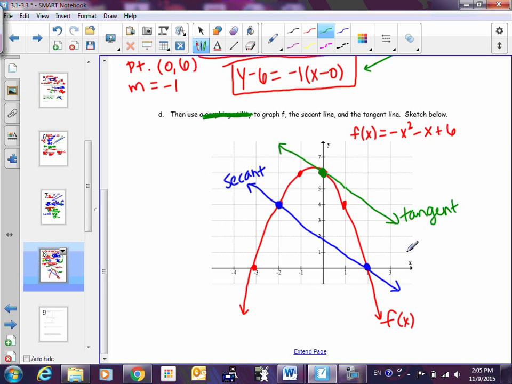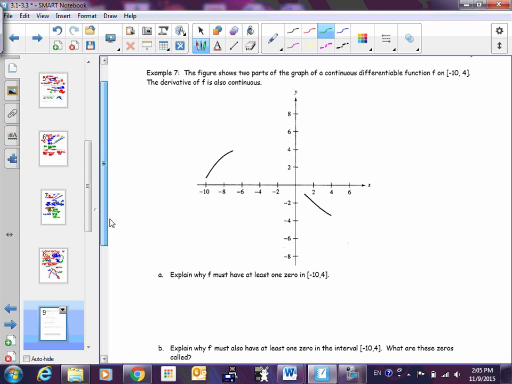Okay, any questions? We have one more example to do today. Okay, let's turn the page. Let's look at example 7. It's kind of a weird one, but I want you to notice a couple things that should draw your attention. This is a continuous differentiable closed interval graph. So what does that mean for our theorems, Anthony? Can we use our theorems if we have a continuous differentiable closed interval?